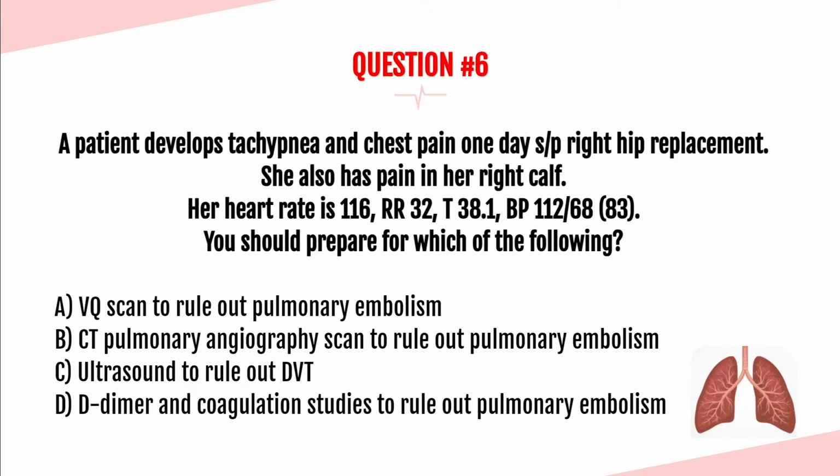A, VQ scan to rule out pulmonary embolism. B, CT pulmonary angiography scan to rule out pulmonary embolism. C, ultrasound to rule out DVT. D, D-dimer and coagulation studies to rule out pulmonary embolism.